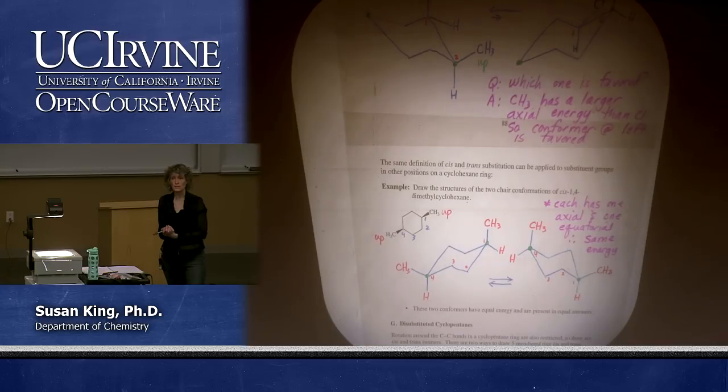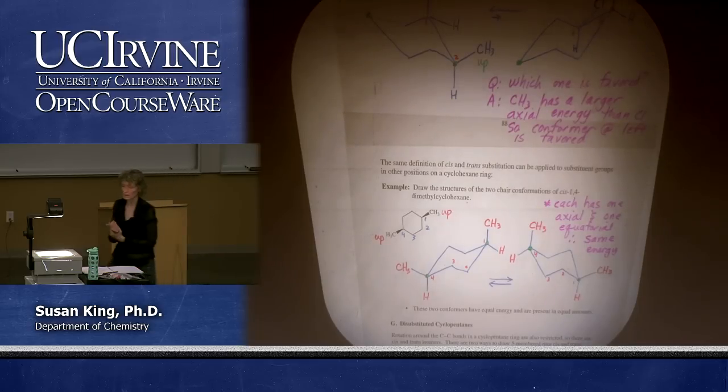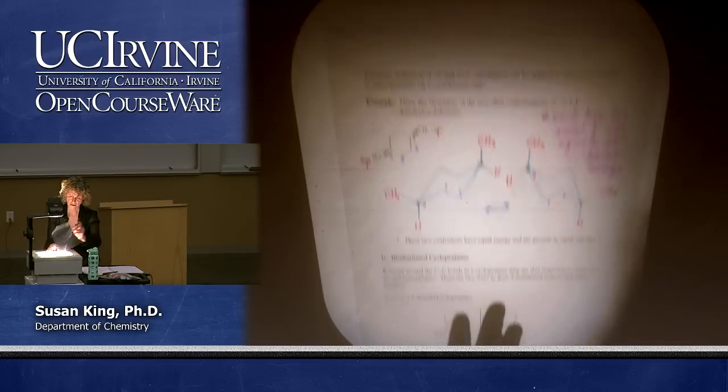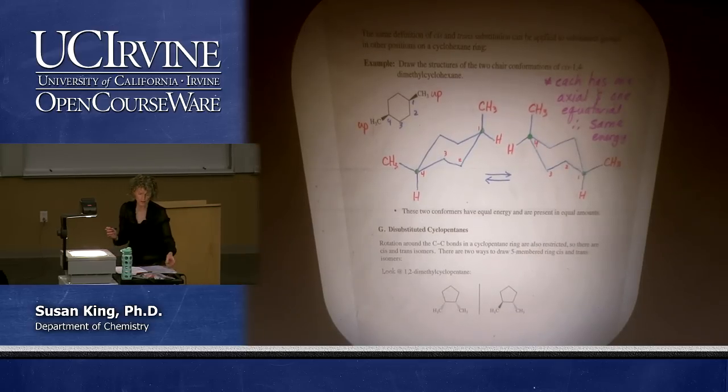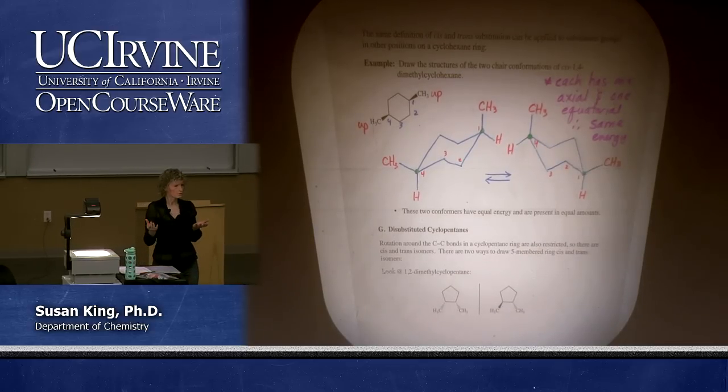All right, so that's disubstituted cyclohexane. Let's talk about disubstituted cyclopentanes. Cyclopentanes are not in a chair, right? So we don't have to draw chairs. They're a lot easier to draw. We're just going to draw them flat.